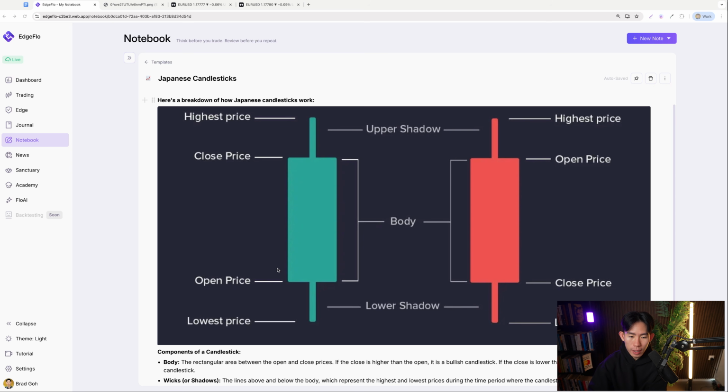This indicates to us that buying pressure caused price to come all the way up here and it closed just like this. And then on the other side, we got the bearish candlestick. A bearish candlestick is when the close price is lower than the opening price, which tells us that there was selling pressure causing price to go down. As simple as that.